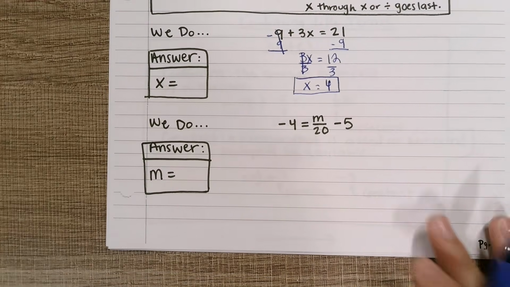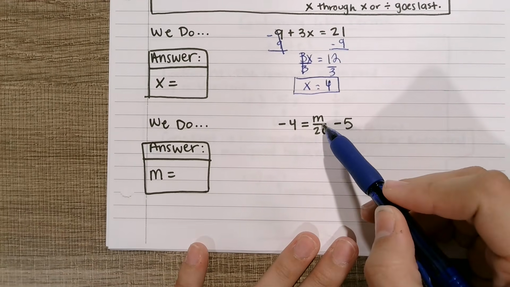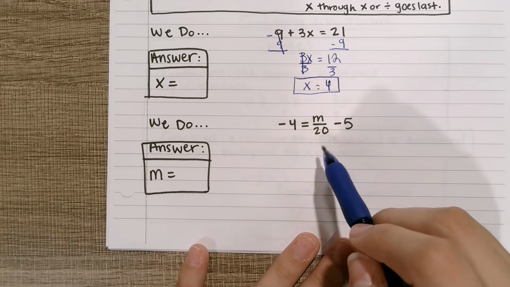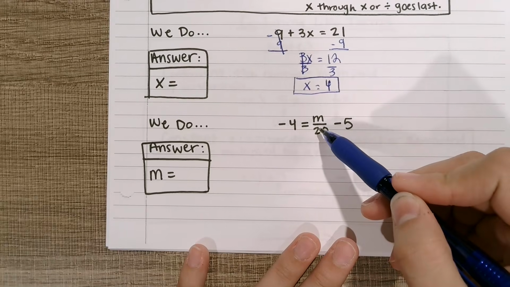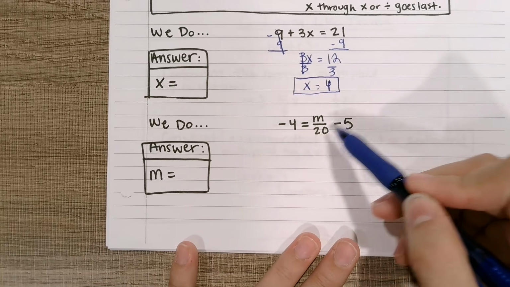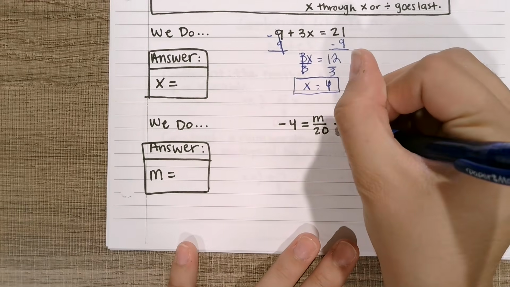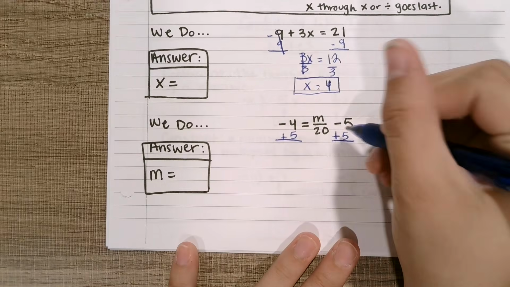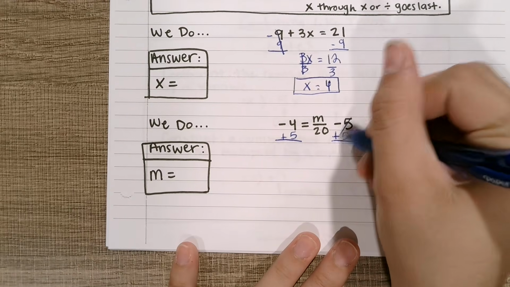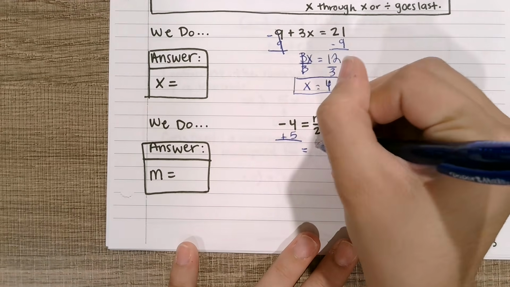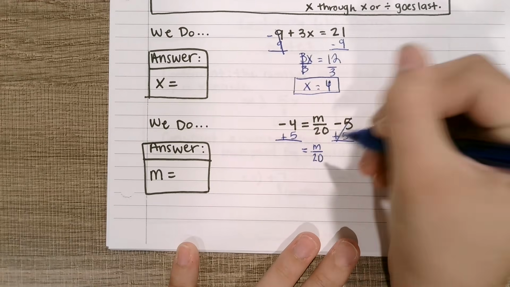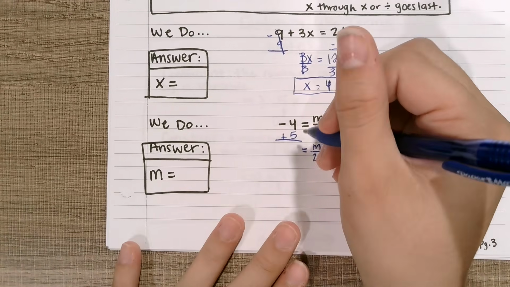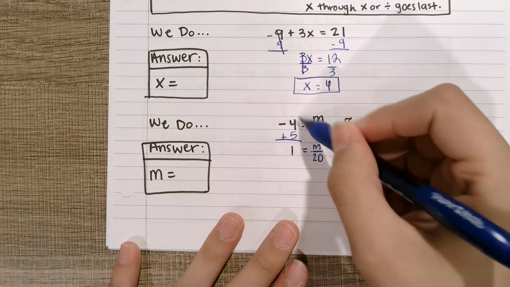Now let's move on to the next one. I have negative 4 equals m divided by 20 minus 5. How do I know what to do first? Well, the last thing I'm going to do is deal with the number being multiplied or divided by the variable. So let's get rid of minus 5 by doing the inverse, which would be plus 5 to both sides. Negative 5 plus 5 cancels out. Bring down the m divided by 20. And negative 4 plus 5 is 1. If you don't know, you put it in the calculator.